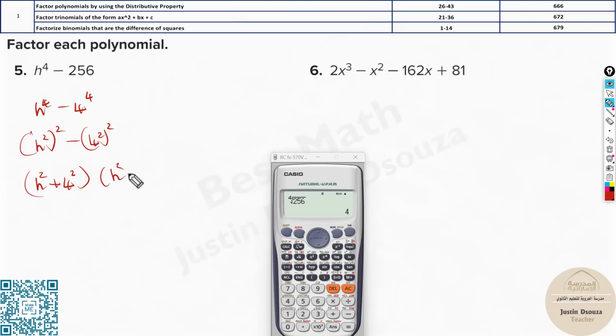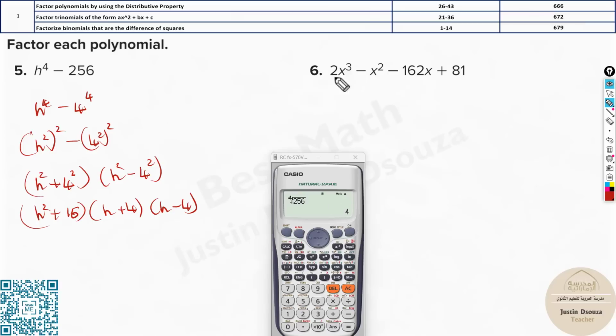h squared minus 4 squared. Here we will have h squared plus 4 squared, which is 16. And here we will have h plus 4, h minus 4. That's it. That's the simplification. Now what about the second one over here?